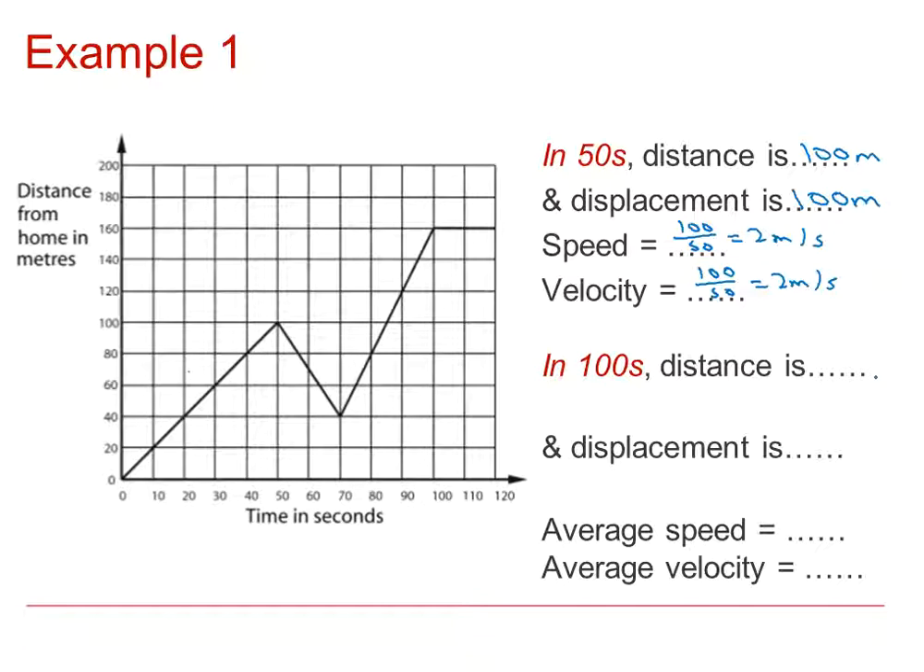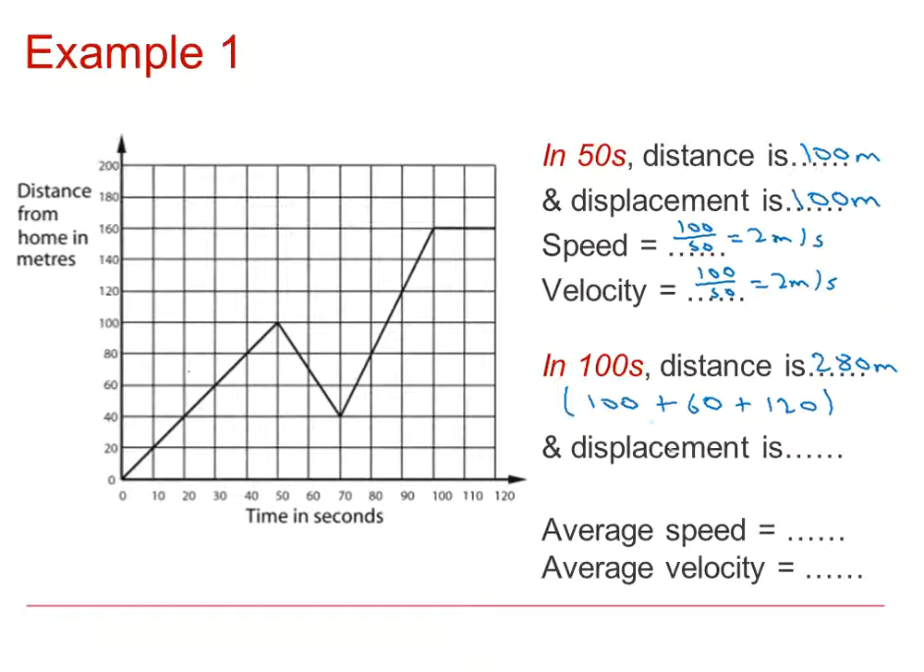Her distance in the first 100 seconds is 280 metres because her distance increased by 100. Then when she was going backwards, her distance increased by an extra 60. And then when she was walking forwards, her distance increased by 120 metres.